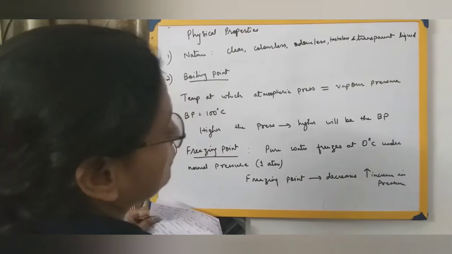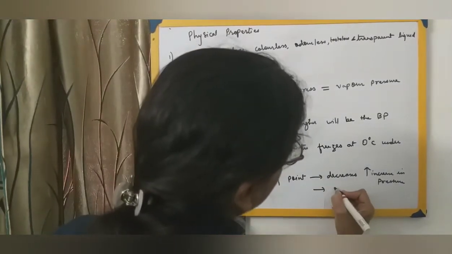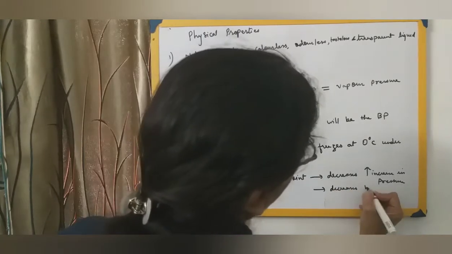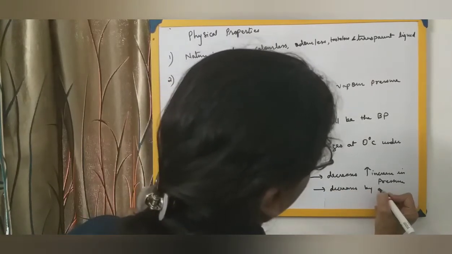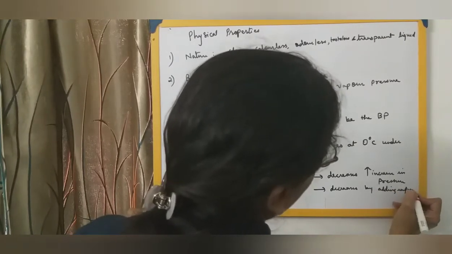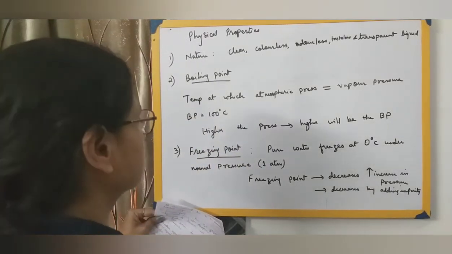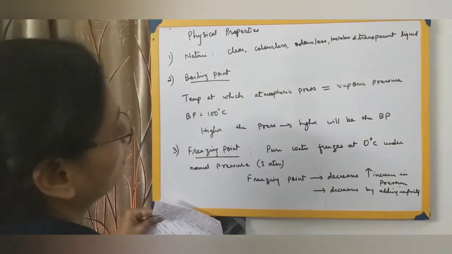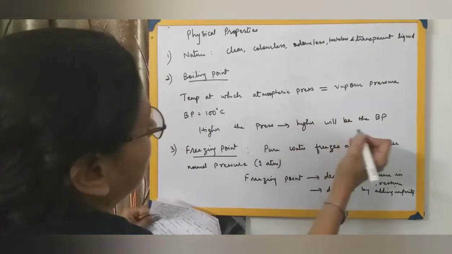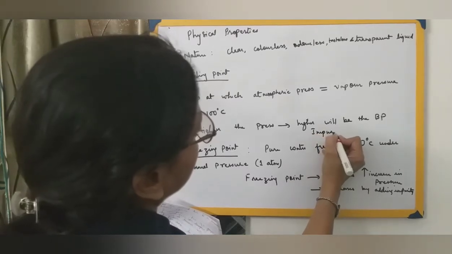Freezing point decreases with increase in pressure. At the same time, freezing point also decreases by the addition of impurity. If any impurity is added to water, we will find that the freezing point decreases. But in case of boiling point, what happens? The addition of an impurity will increase the boiling point.